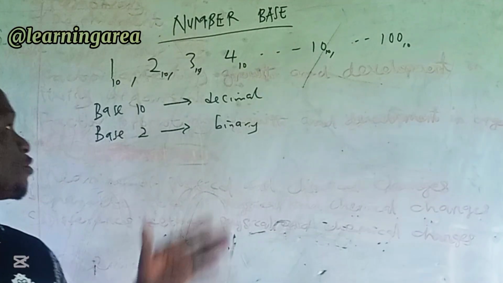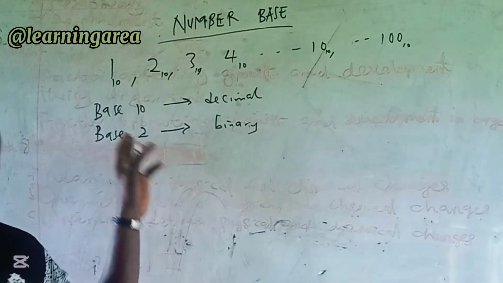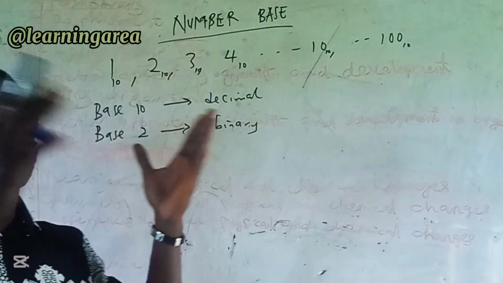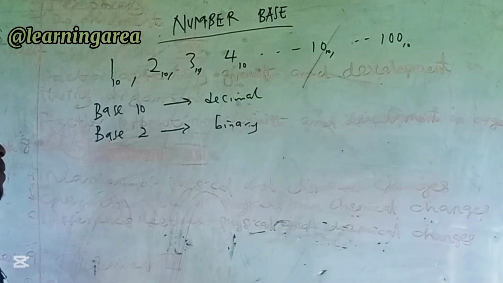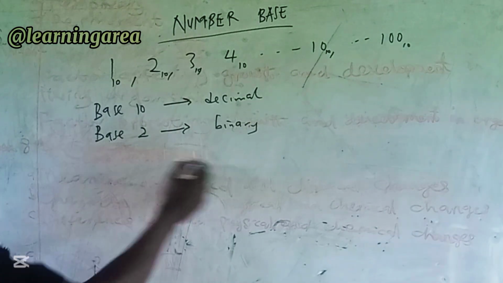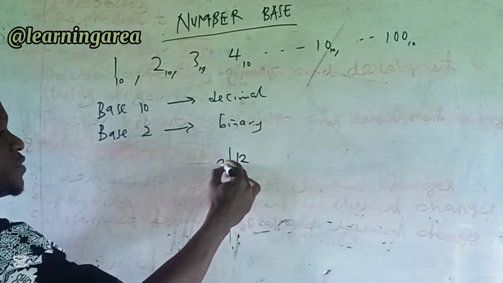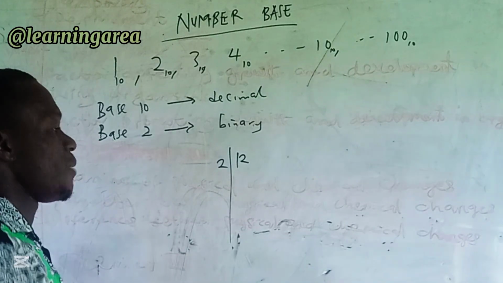So I'm going to teach you how to convert from decimal to binary, that is, conversion from base 10 to base 2 without the long division. If you want to convert something like 12 to binary, you have to divide by 2.